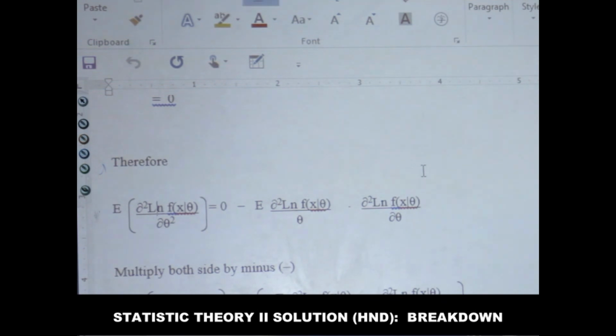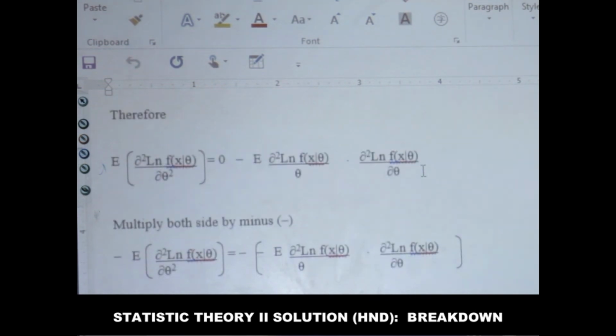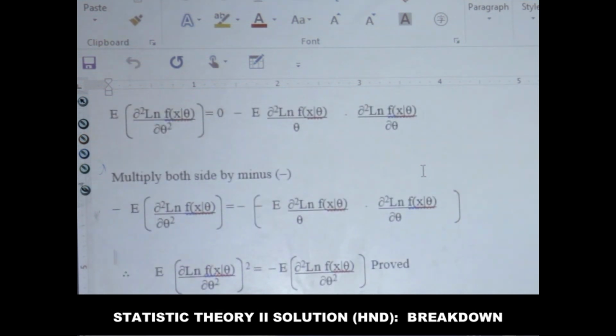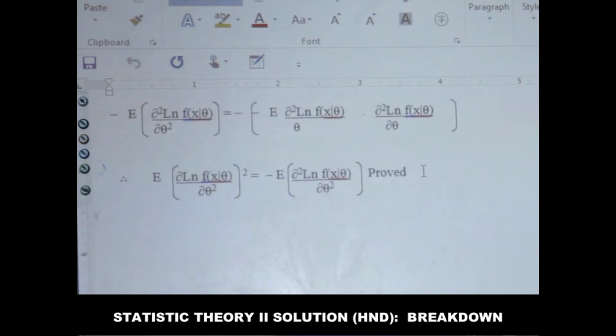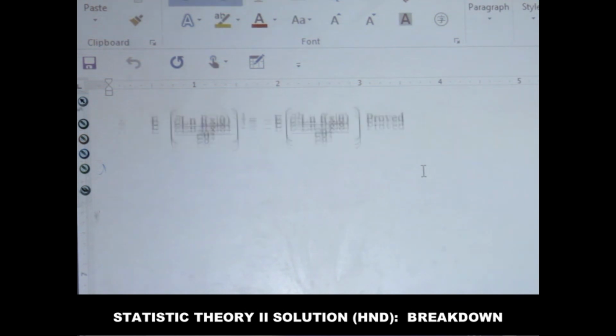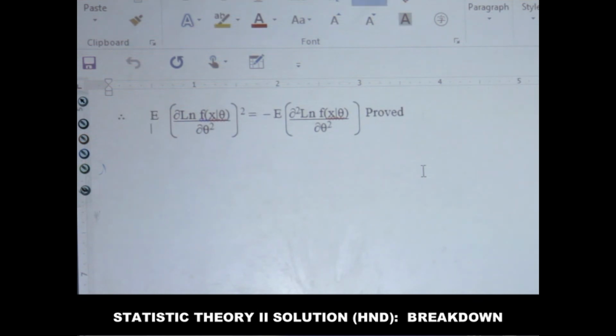Now in this case, we go back to the initial question and introduce our 0, which is there on the screen. In order to get what we are asked to prove, we multiply both sides by minus, and by the time we multiply both sides by minus, we get what we are asked to prove based on the Cramér-Rao rule.